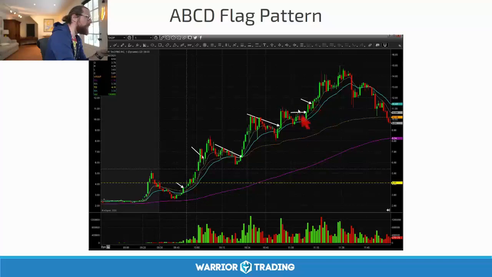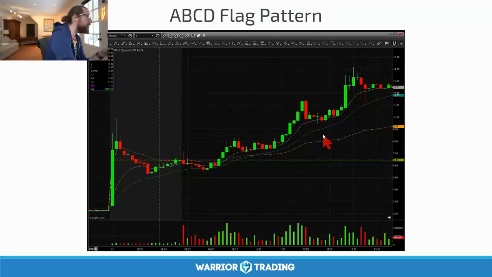But that's the one sort of ABCD setup right in there. And again, it's not perfect. Here's another one. Not perfect, but you can see first we squeeze up, we drop back down, we curl back up, we drop back down. That becomes the high, and that $8 spot, which is at the $0.50 or the whole dollar, psychological resistance.